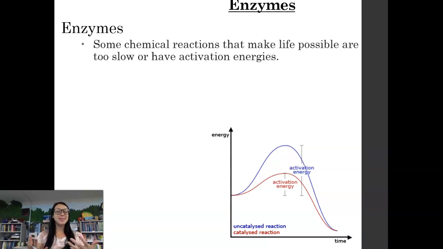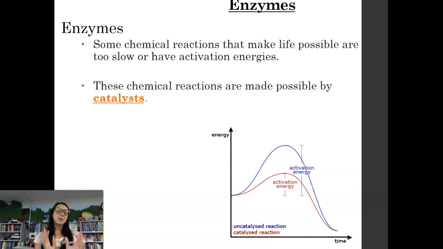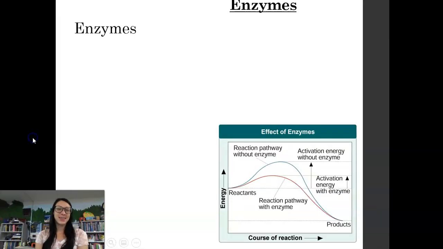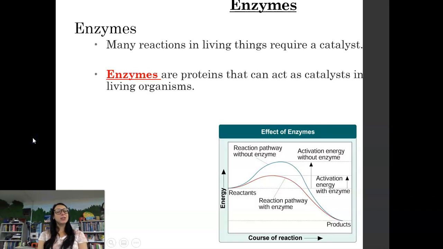So that's where enzymes come into play. Enzymes are a type of catalyst, or more like a natural type of catalyst. Catalysts are things that are going to lower the activation energy required to get a chemical reaction started. They're basically going to speed up the process. And the catalysts that your body uses are called enzymes. Many reactions in living things require this catalyst, or the speeding up of a chemical reaction, and enzymes are the proteins that actually make this happen.